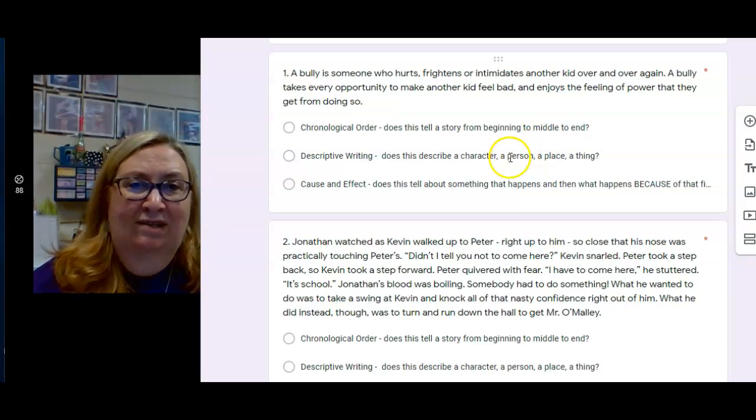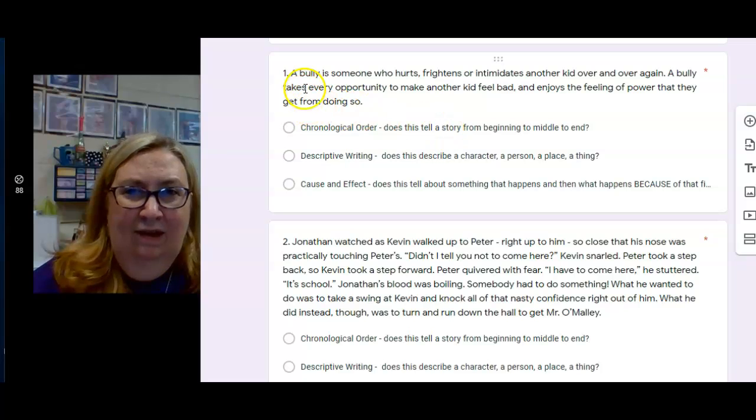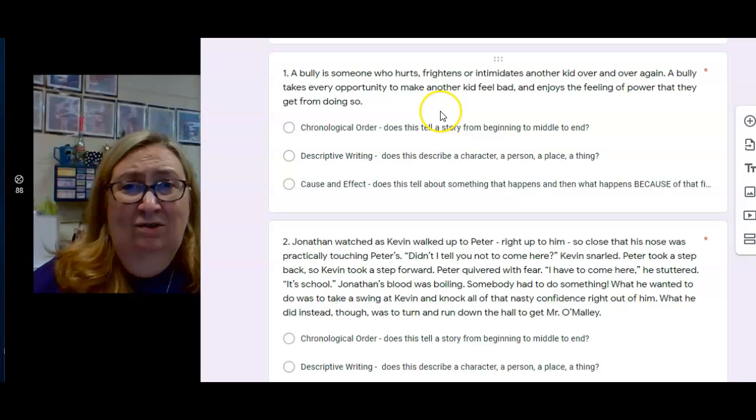Descriptive writing. Does this describe a character, a person, a place, or a thing? Well, it describes a bully as someone who hurts, frightens, or intimidates other kids. It tells what a bully does. He takes every opportunity to make another kid feel bad. It tells what they enjoy, the feeling of power that they get from doing so. So it really does do a lot to describe what a bully is. And time doesn't pass, and if you remember, that's one thing we said about descriptive writing. So I like that answer so far.